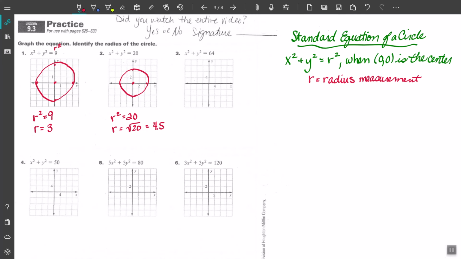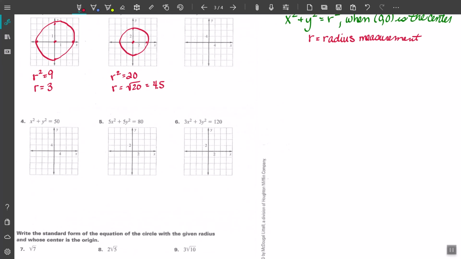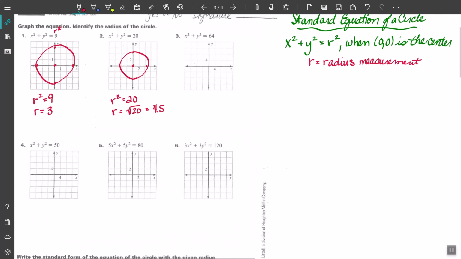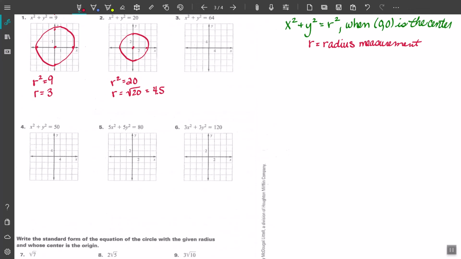So now let's take a look at number 5, because number 5 is not actually in standard form yet. If you look up at the equation, we need our x squared and our y squared coefficients to be 1 in order for it to be in standard form. This one has a 5 as a lead coefficient on each of those x and y terms. So the very first thing we need to do is factor the 5 out. That's the GCF, the 5 on the left-hand side. So I'm going to factor that GCF out.